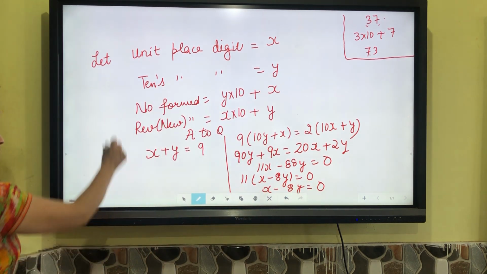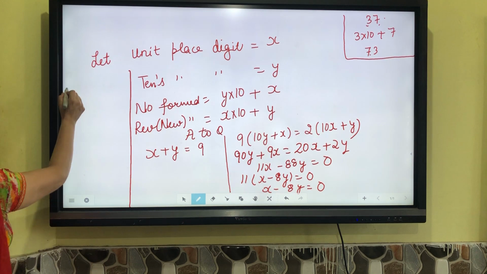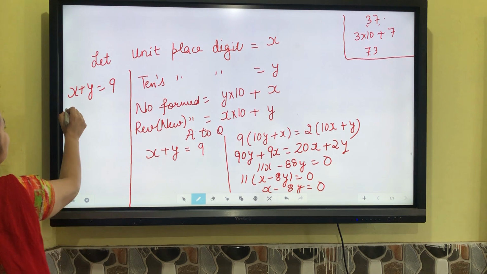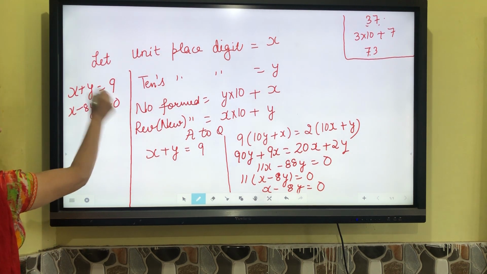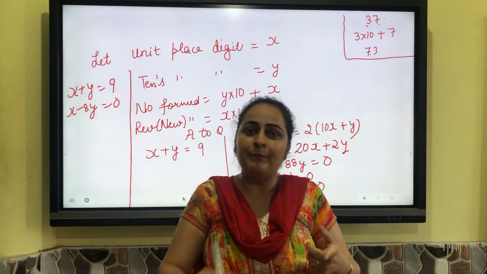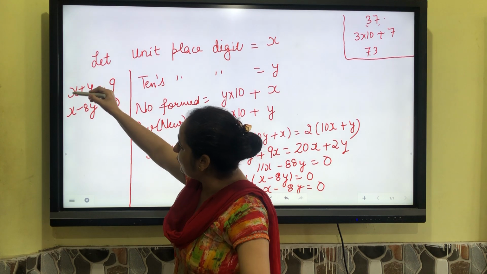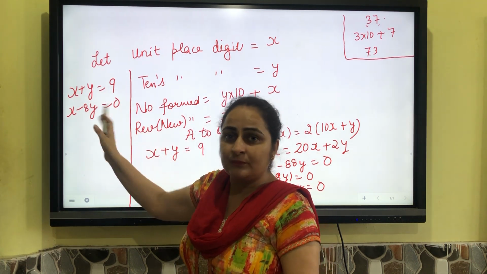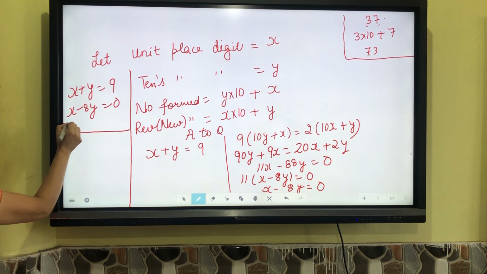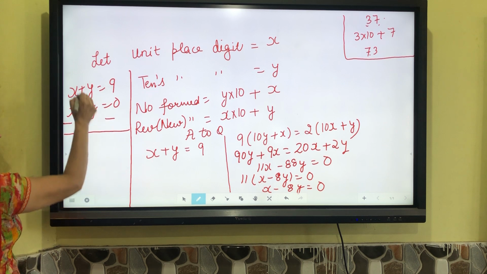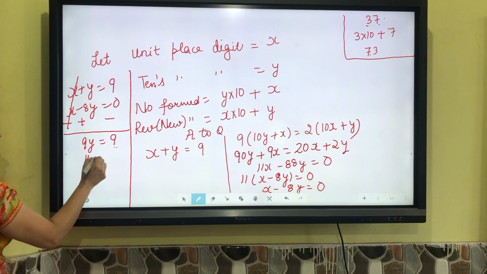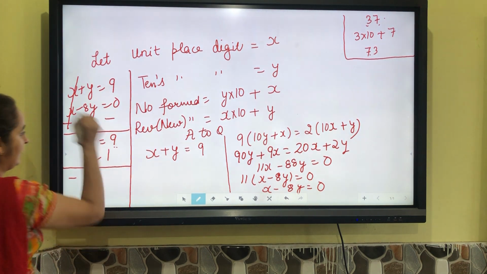Now again, we have two equations. What is the first equation? That is x plus y is equal to 9. And the second equation is x minus 8y is equal to 0. Here again same method, that is the elimination method. What do you want to do here? The coefficients are already equal. So, what's the next step? We have to subtract the equations by changing the sign, plus and minus. This will cancel out. 9y is equal to 9 and y is equal to 1.